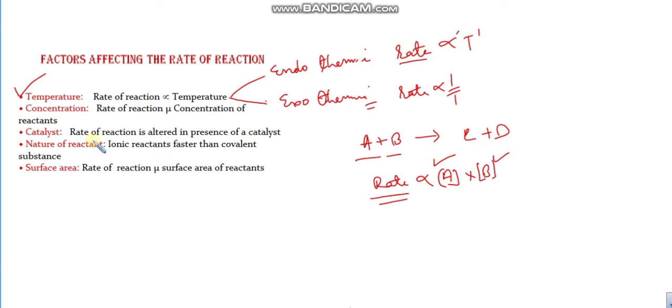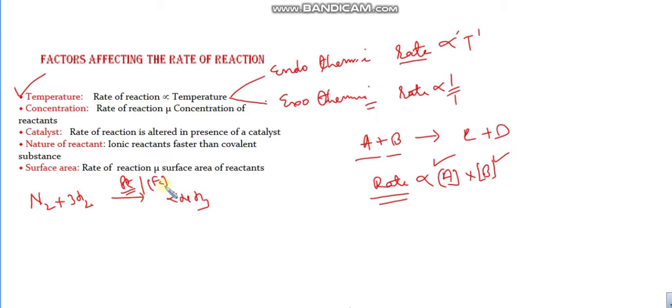So suppose we take one example of a catalyst: N2 plus 3H2 gives 2NH3. Here if we do not use a catalyst, then this reaction will take several hours or days. But if we use a platinum catalyst, or an iron catalyst, we can take any metallic catalyst as per the requirement, then this reaction will take place easily in the presence of the catalyst.